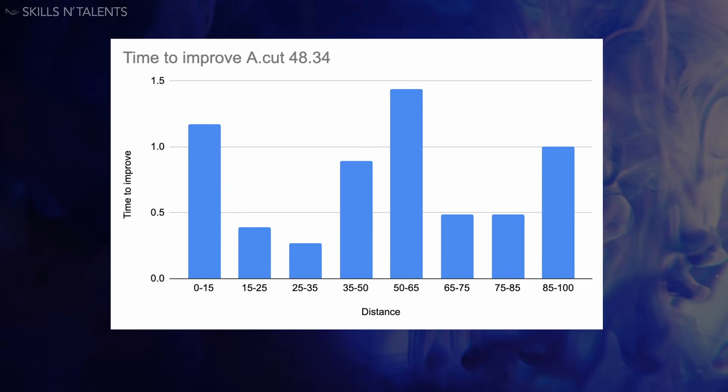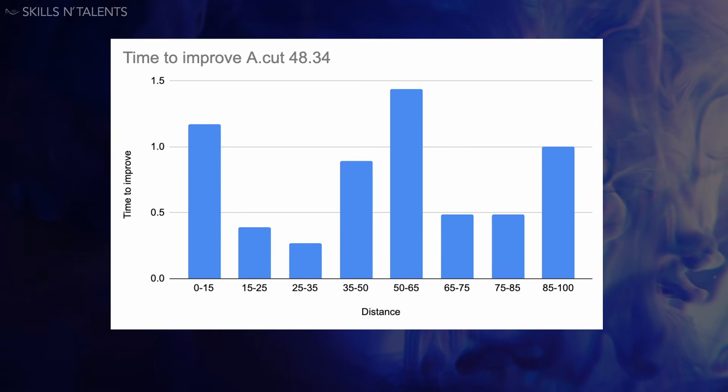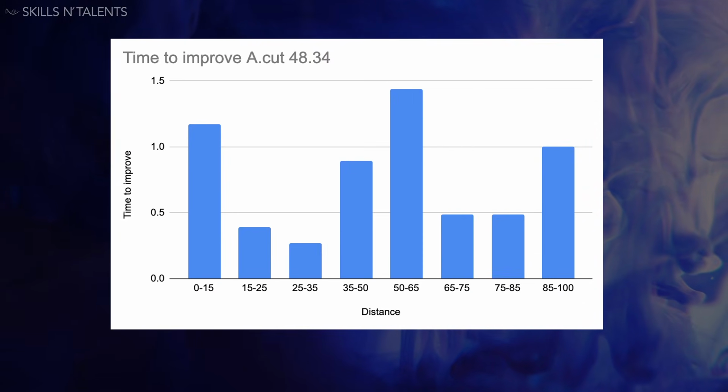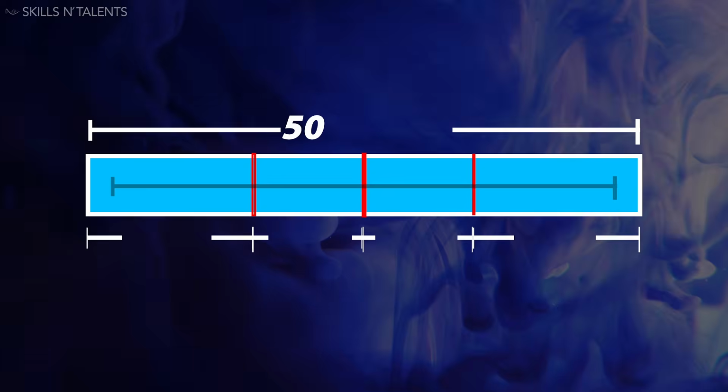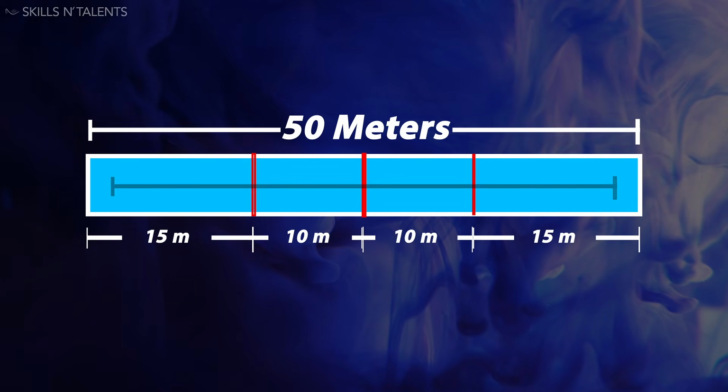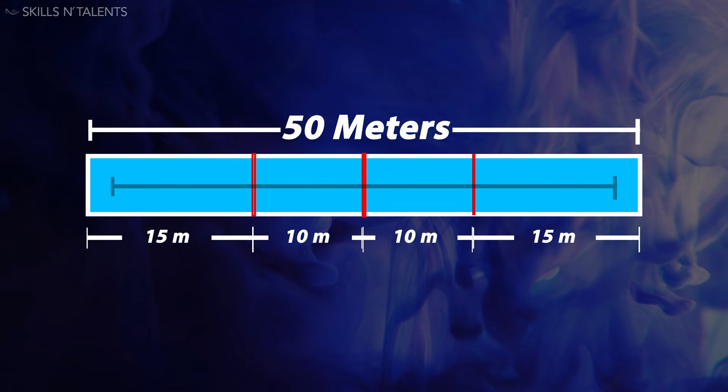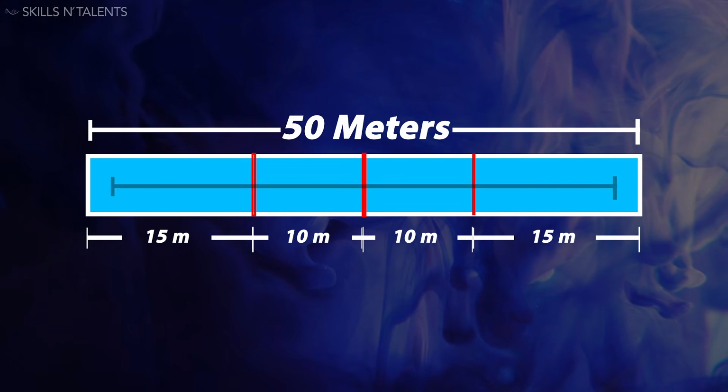Now, I have to confess that this chart is a little deceiving. As you can see, not all distances are equal. Some are 10 meters and some are 15. I did it this way because these are the markers from the lane lines. And from the videos of the Olympians and from Santi, this is what we can gather.